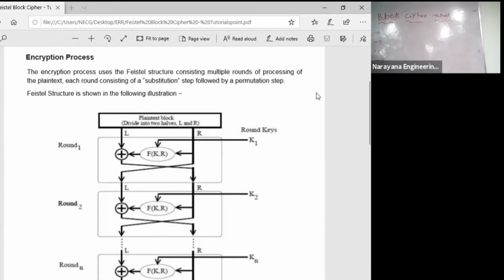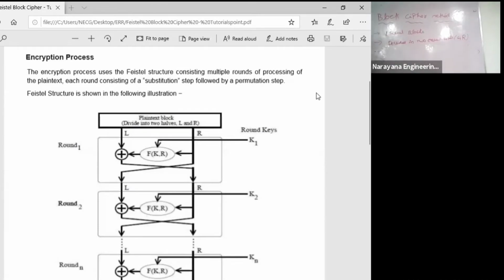First, you have to consider the entire text and divide the entire message into a number of equal blocks. So the entire message will be divided into multiple equal blocks. Each and every block you have to divide into two equal parts, that is, the left and right combination.